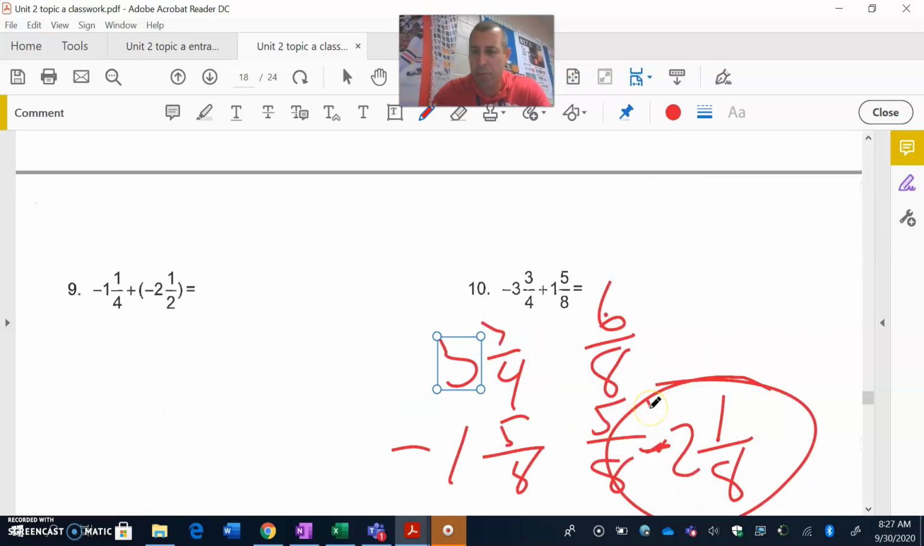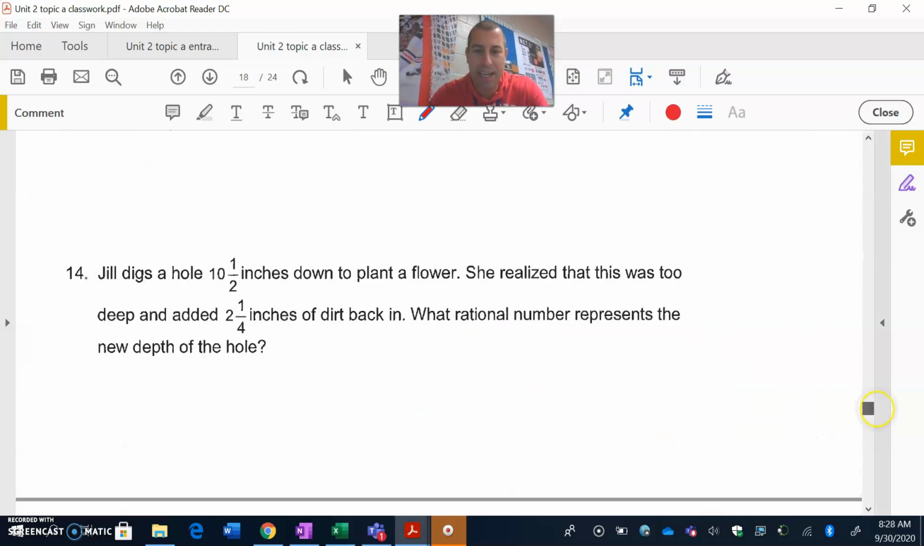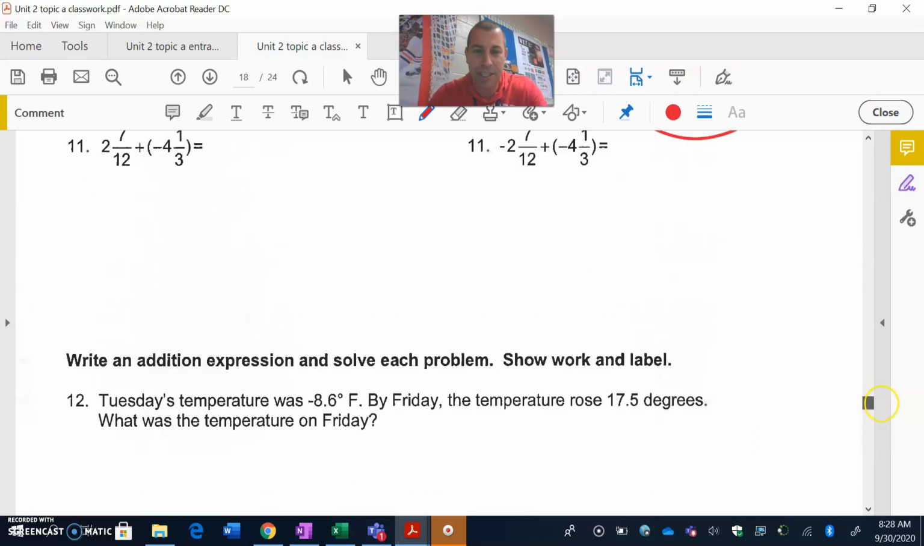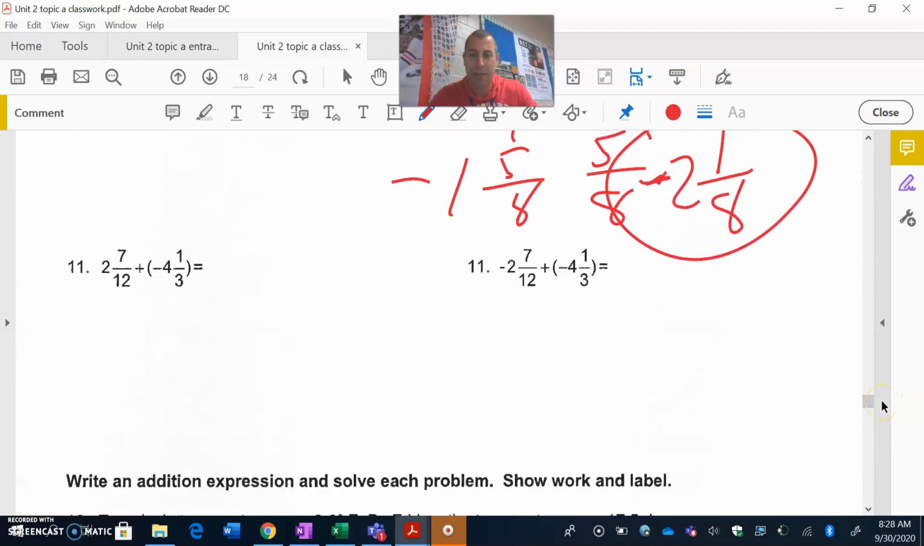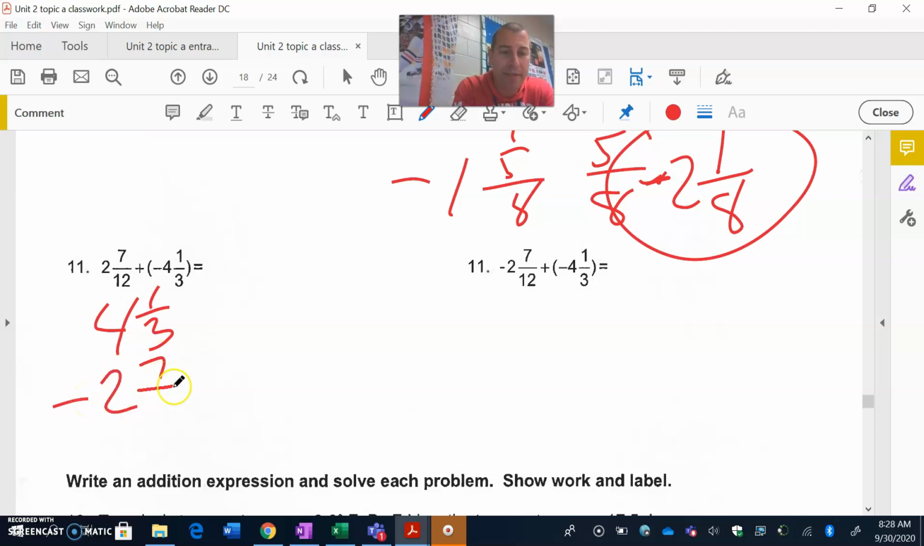Let me scan through here and see if we're going to run into someone. Oh, here we go. We're going to do 11 here. So the first guy's positive. Second guy's negative, which means it's what type of problem? It's a subtraction problem. So if I do 4 1/3 minus the 2 7/12, I can get common denominators.